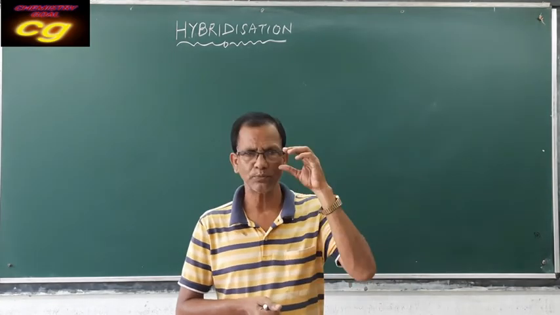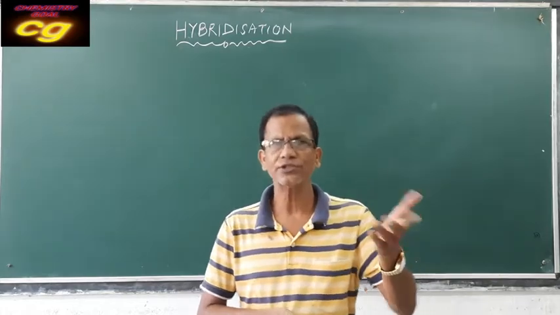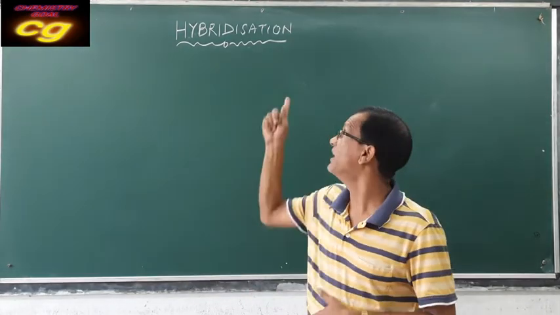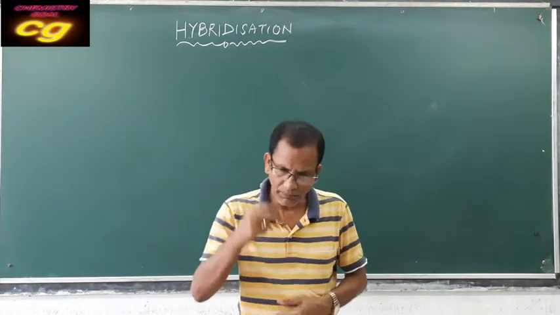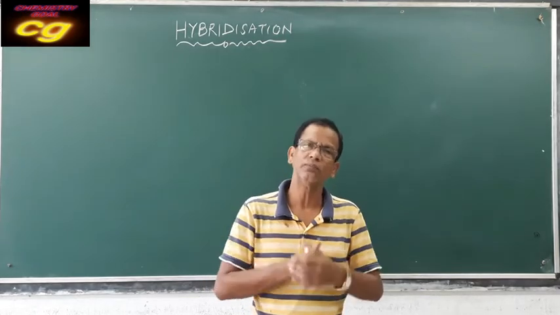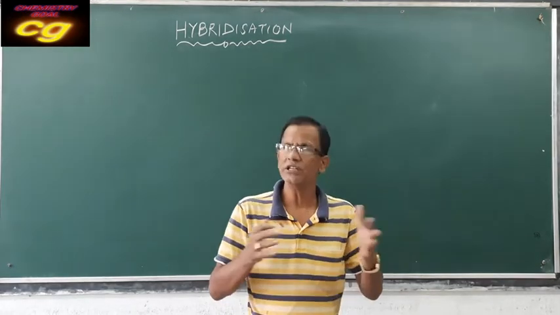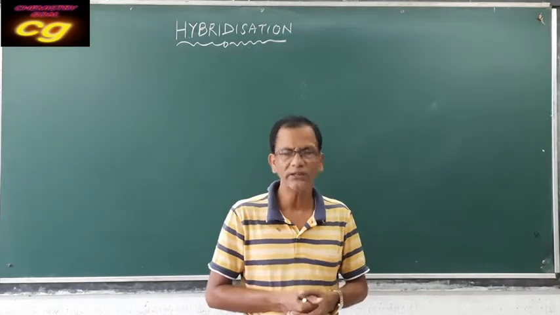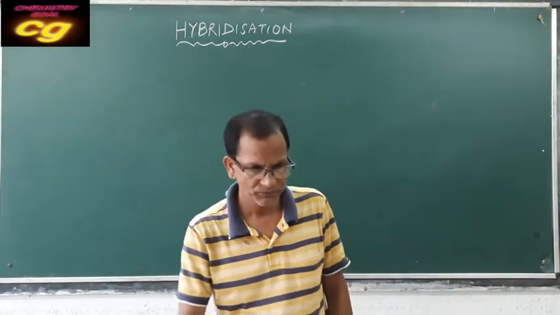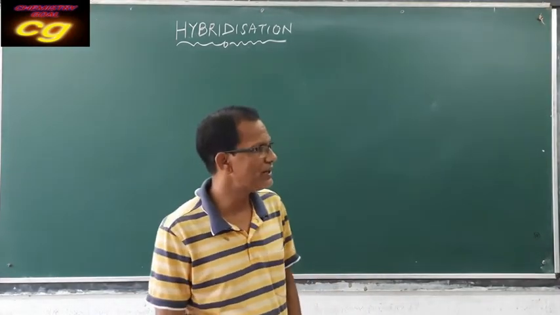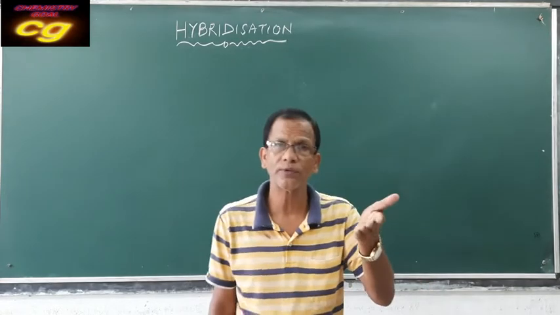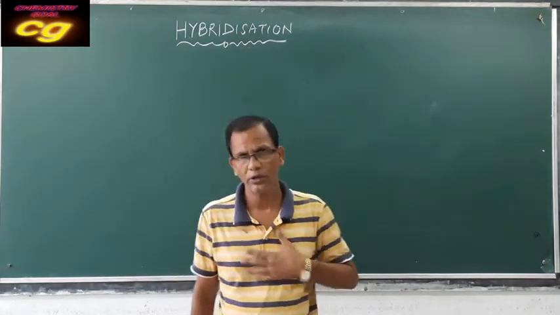So these different characteristics can be explained by the hybridization concept. It is a modern concept, we can say. Nowadays every covalent compound's shape and bond angles are studied on the basis of hybridization. So let us start: what is hybridization, what are the factors of hybridization, and what are the types of hybridization, we will discuss today.